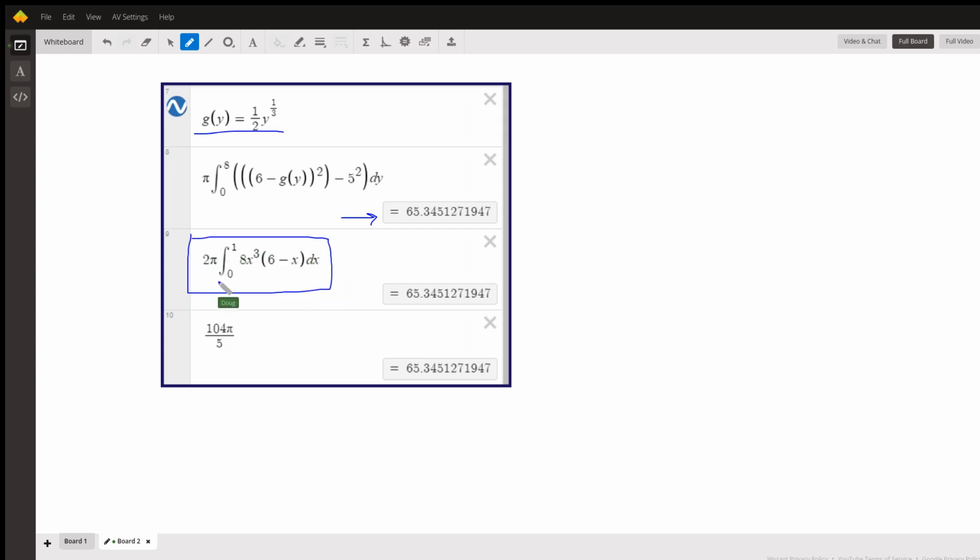2 pi times the typical shells are parallel to the axis of revolution. That's the height of the shell, and this is the average radius, which is the distance from the axis of revolution to the center of a shell. And there's the exact answer. You were not asked to evaluate it, so this is probably the answer you're looking for.